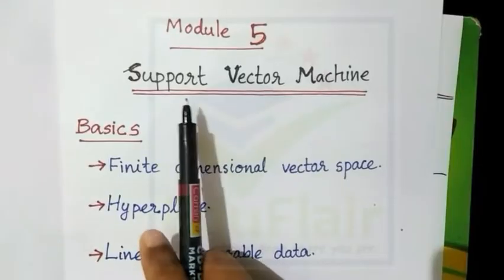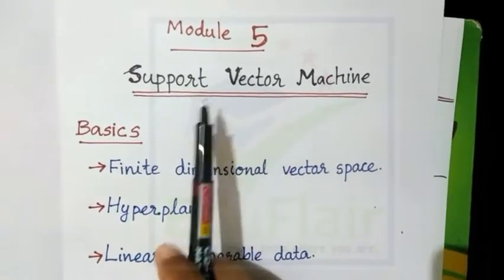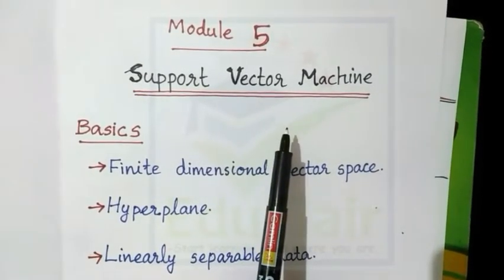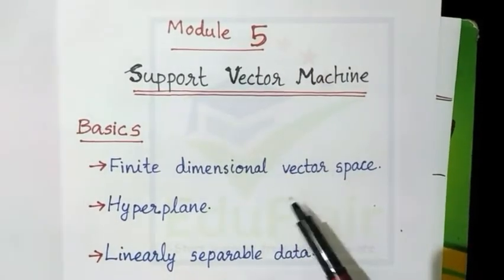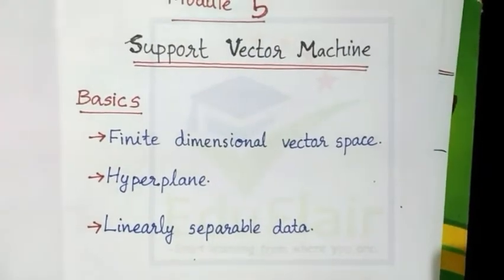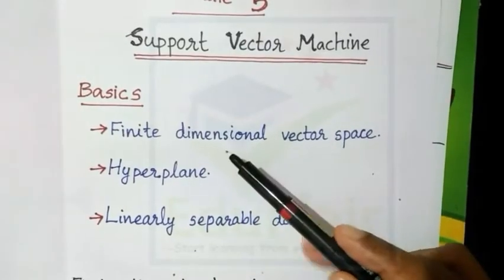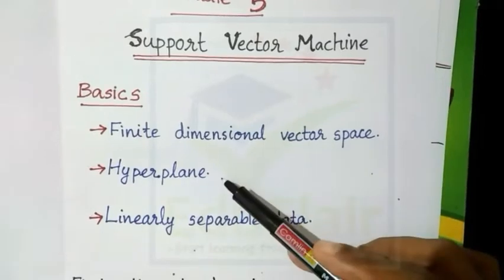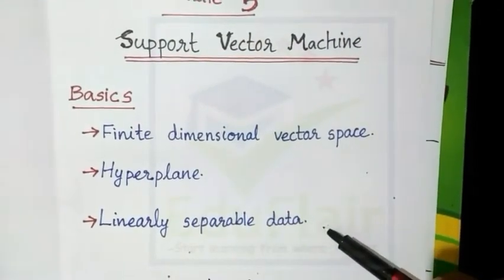So in the fifth module, the first half is regarding support vector machine. Support vector machine means it's a linear classifier. SVM നെ പറ്റി ഡീറ്റെയിൽ ആയിട്ട് പഠിക്കുന്നതിന് മുമ്പ് you need to understand some basics. So in this lecture, we are going to discuss these topics. First one is finite dimensional vector space, then we will see hyperplane, and finally we will see what is linearly separable data.